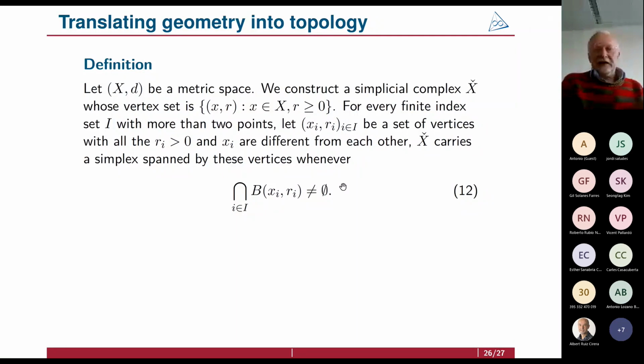So now the final point I want to make here. This allows us to translate geometry into topology with the following construction. Well, let's carefully go through the slide. We have a metric space (X, d) as always. Now we construct a simplicial complex X check, whose vertex set consists of pairs of points and radii that now are also allowed to be 0 if you want to. And for every finite index set with more than 2 points, we let (xi, ri) be a set of vertices with all the ri being positive and different points xi. And then, according to what we have done before, we let X check carry a simplex whenever these corresponding balls have a non-empty intersection.